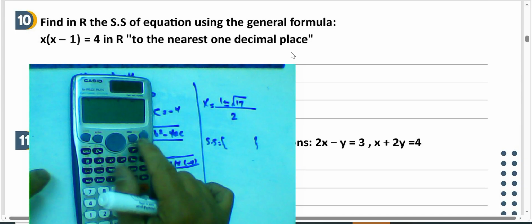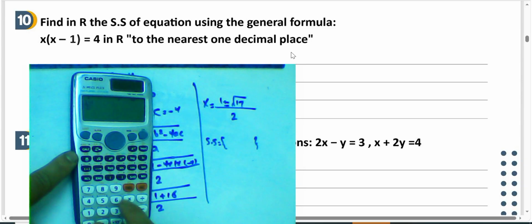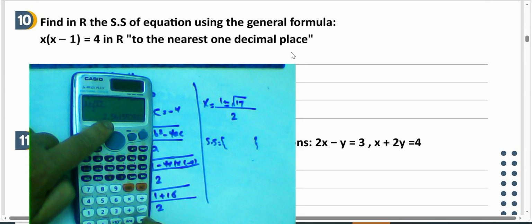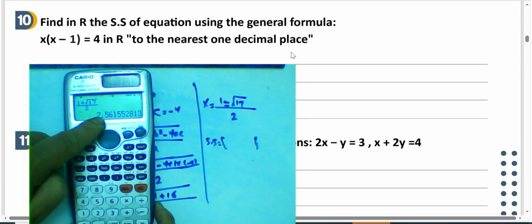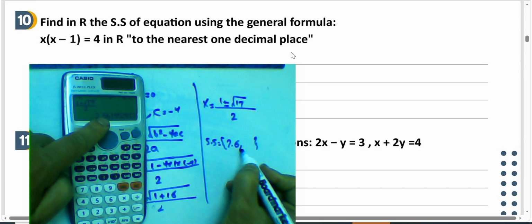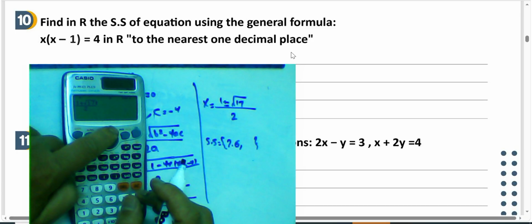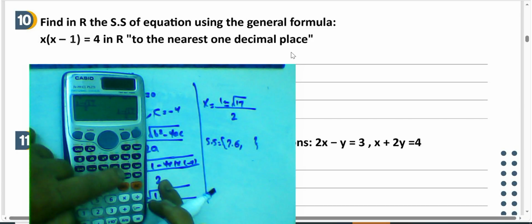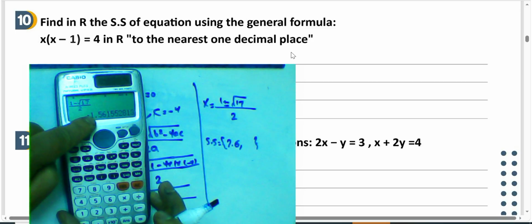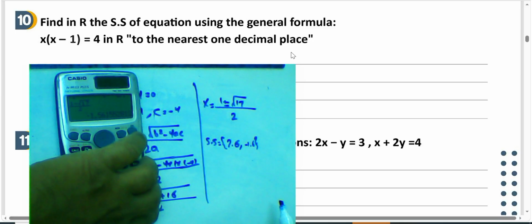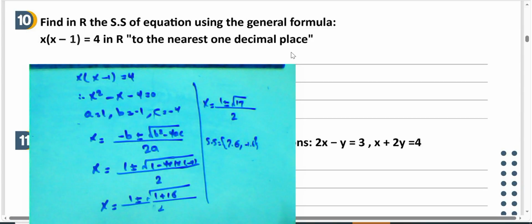Then we can write (1 plus square root of 17) divided by 2. We want to approximate to the nearest 1 decimal. We can put 2.6, because 6 gives 1. We have 2.6, and the other solution is negative 1.6, because 6 gives 1 also on the left-hand side.